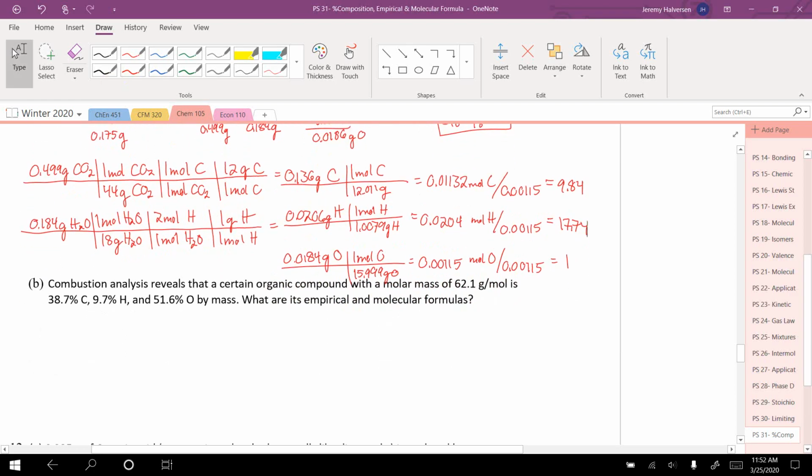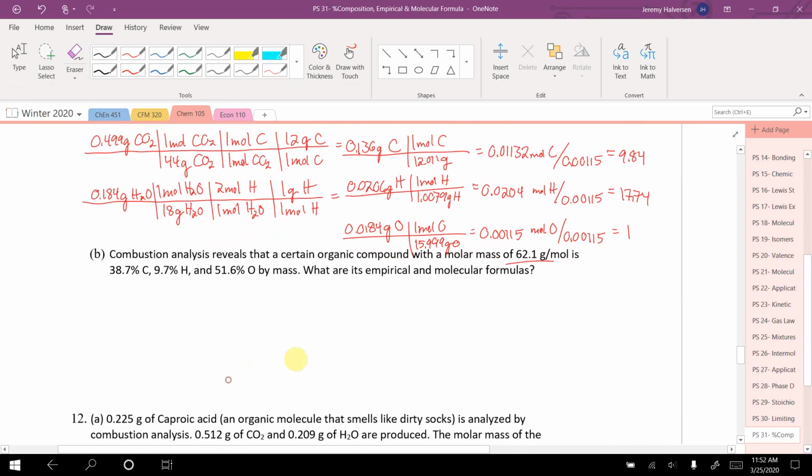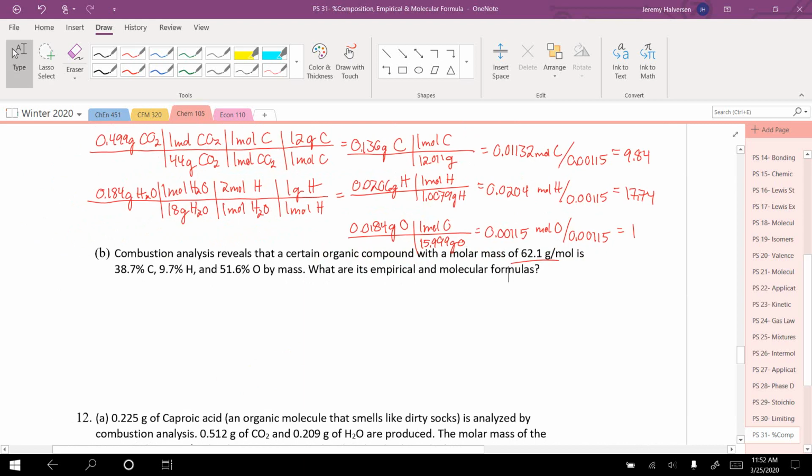Okay, combustion analysis reveals that a certain organic compound with a molecular mass of 62.1 grams per mole has this percent mass. What are its empirical and molecular formulas? Okay, so they give us percent masses, so we assume 100 grams, so 38.7 grams of carbon. And 9.7 grams of hydrogen.